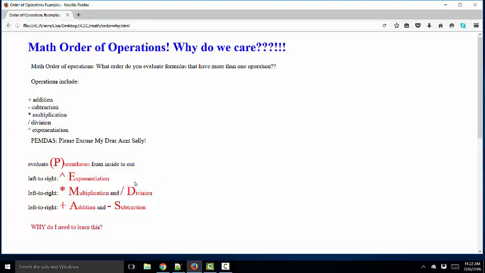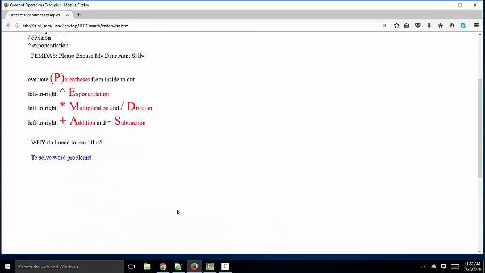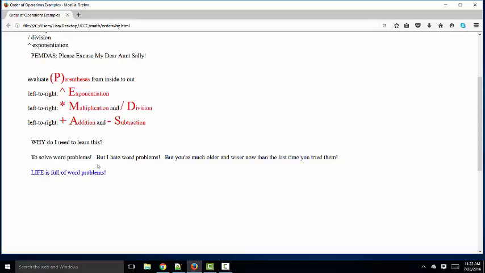PEMDAS. But backing up just a second, why do we care in the first place? Why do we need to learn this? Well, we need to learn it to solve word problems. But you may be saying, I hate word problems. Fortunately, you're in college now. You're much older and wiser than the last time you tried them, and life is full of word problems. So let's try a relevant example.